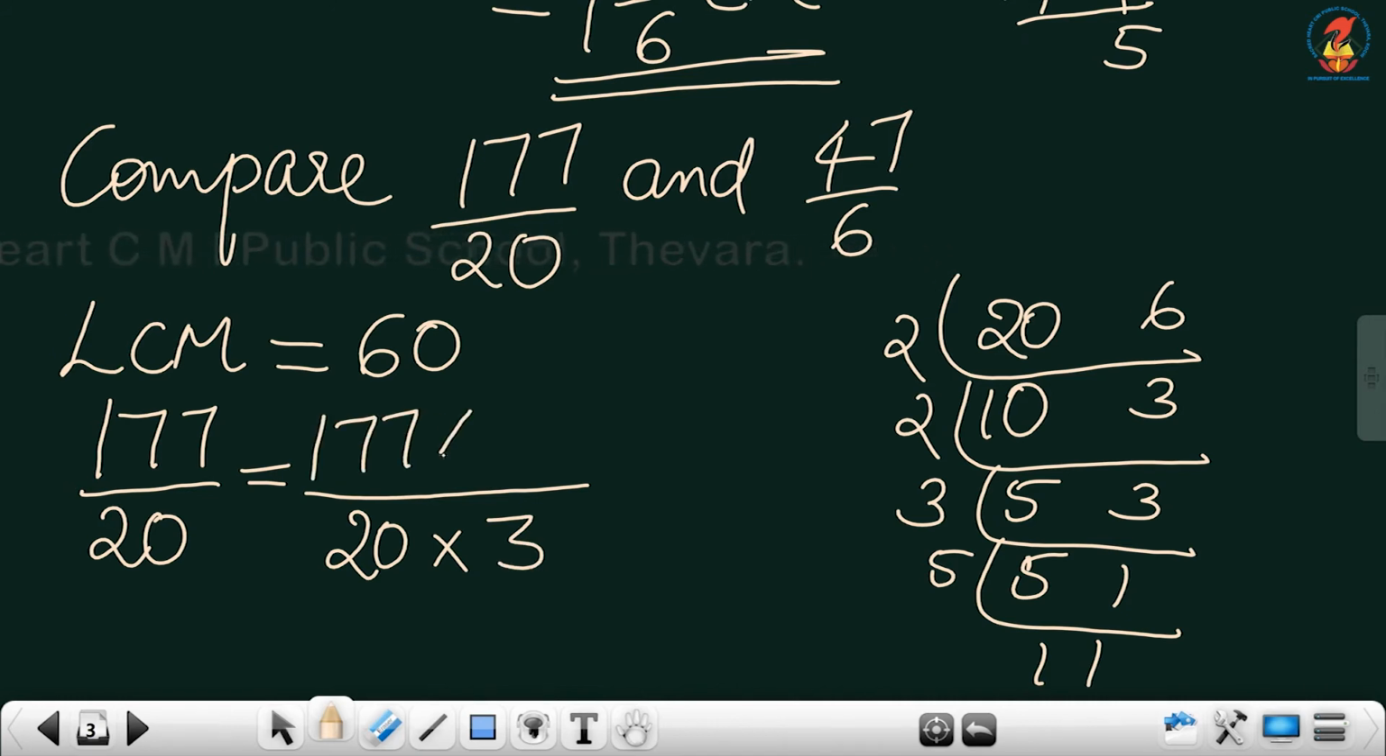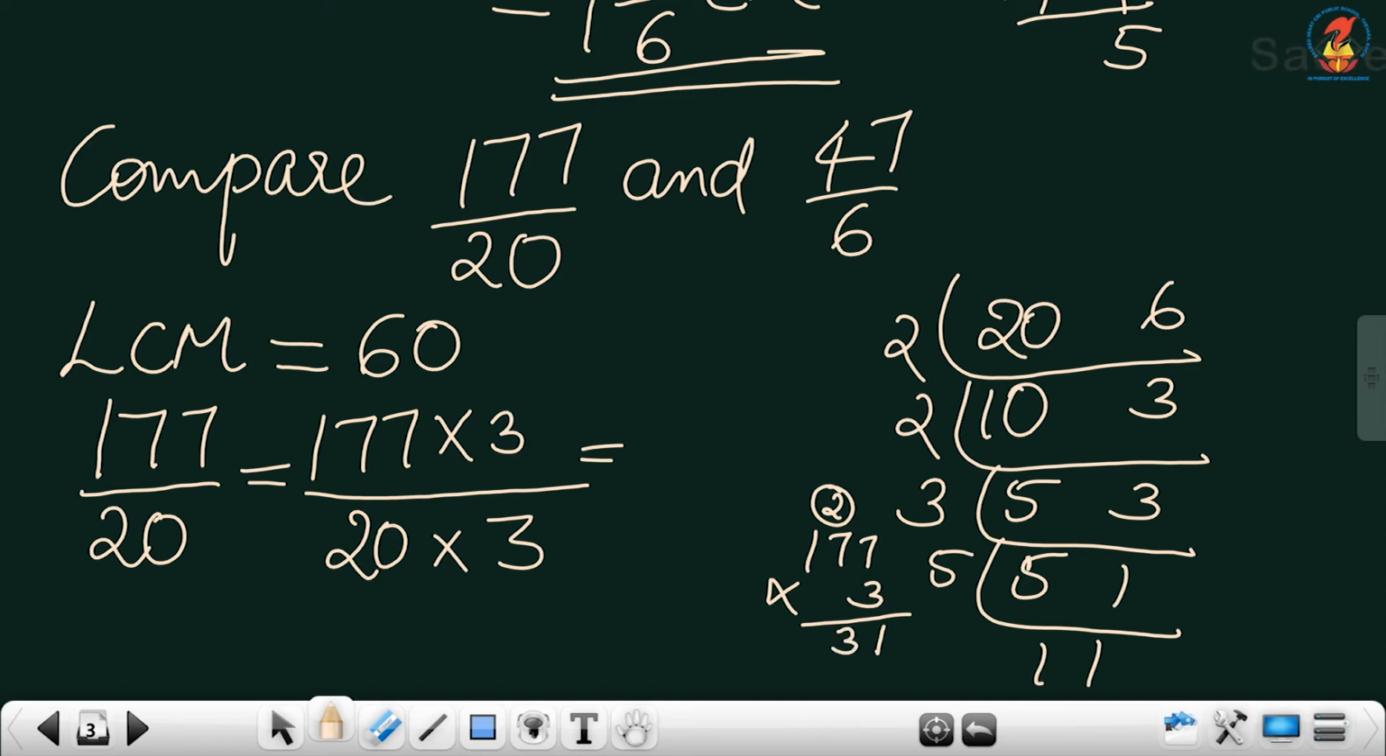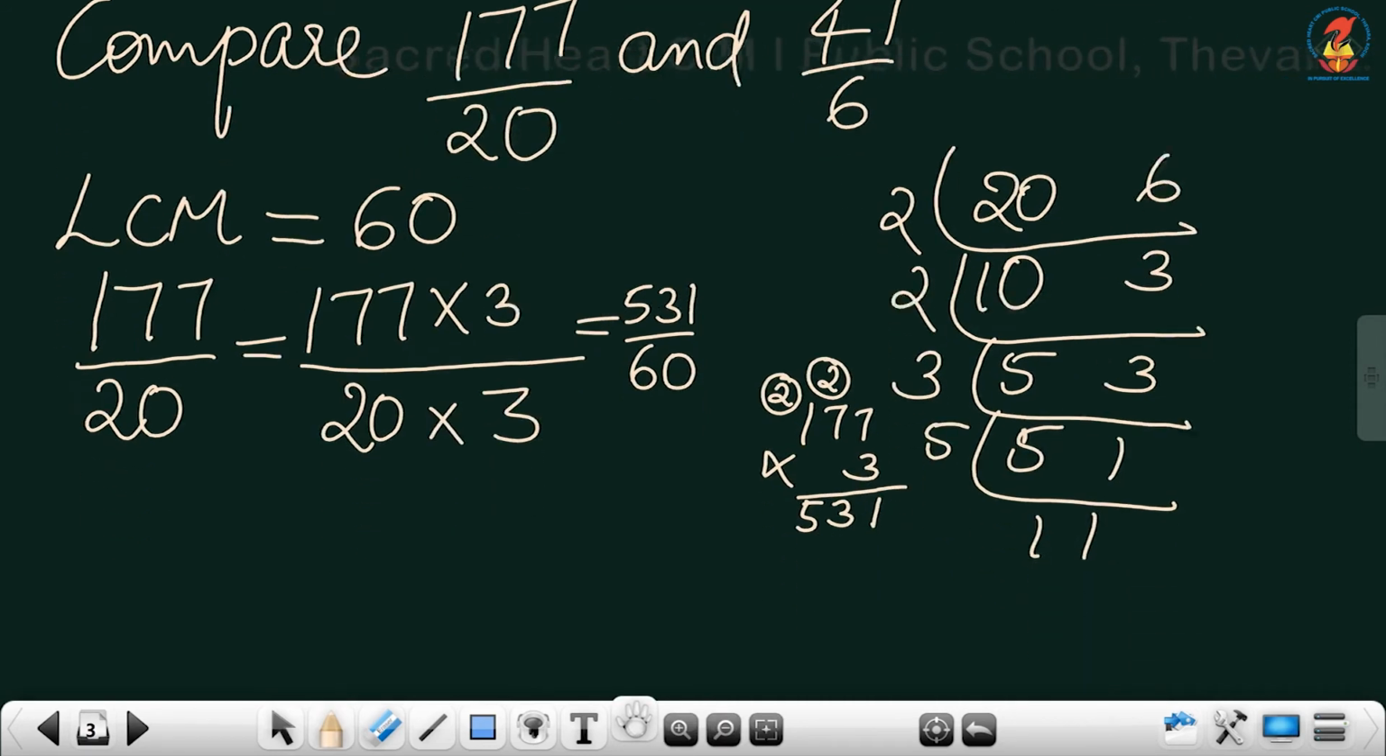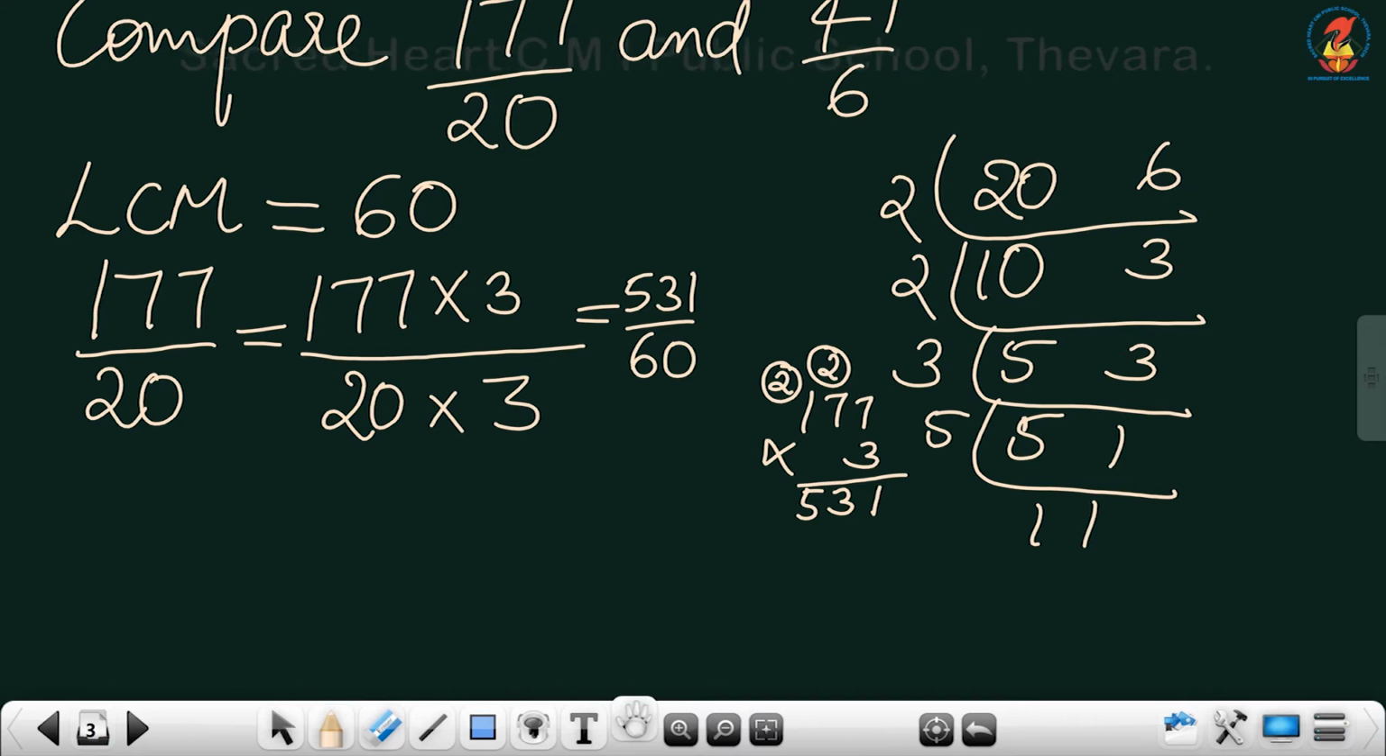So multiply 3 to the numerator also. 177 into 3. What is the answer? 3 sevens are 21. Carry over 2. 3 sevens are 21 plus 2 is 23. Again carry over 2. 3 ones are 3 plus 2, 5. So what is the answer we got? 531 by 60.